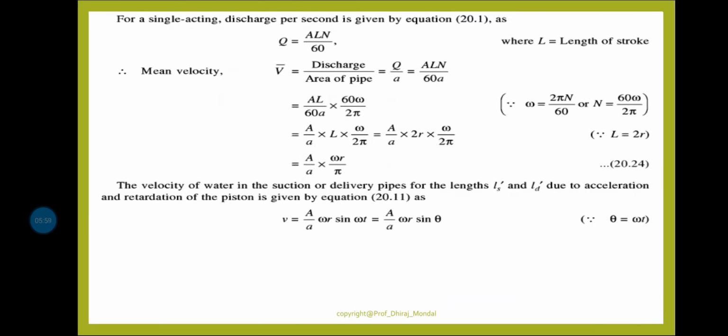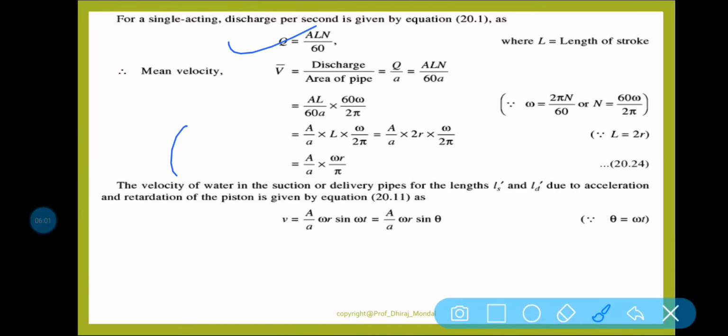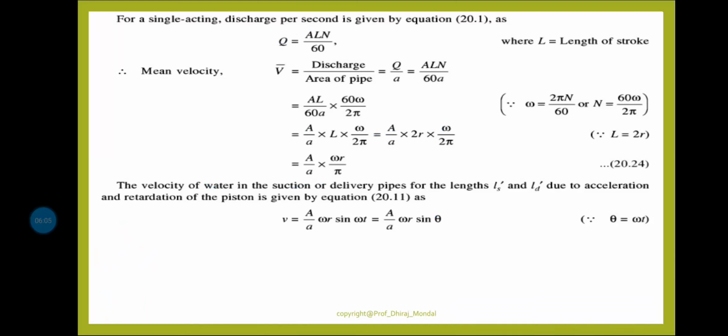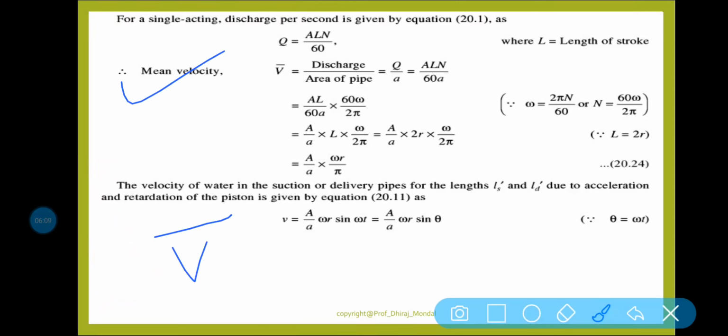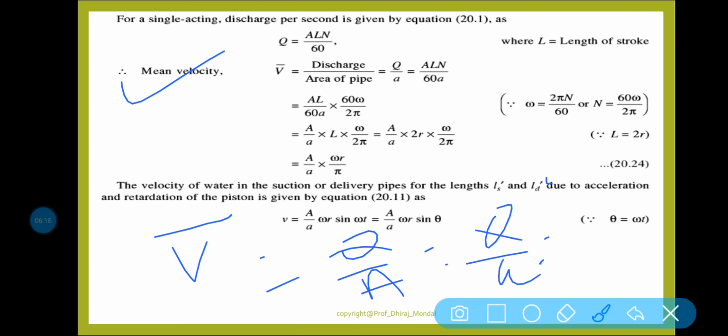So how can we calculate discharge? You know the formula ALN by 60, that is your discharge in meter cube per second. If you want to calculate the mean velocity, that is the velocity of the piston, that is your discharge by area. So Q by small a, and you know ALN by 60a, this is the mean velocity of the piston.